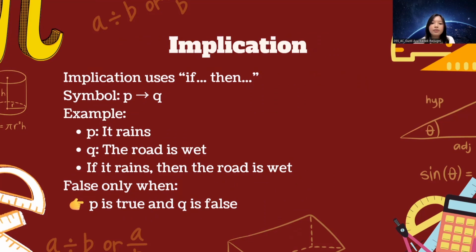Now, we move to implication. Implication uses the phrase if, then. The symbol is if P, then Q. For example, P is it rains. Q is the road is wet. So, if it rains, the road is wet. This implication is false only when P is true and Q is false.